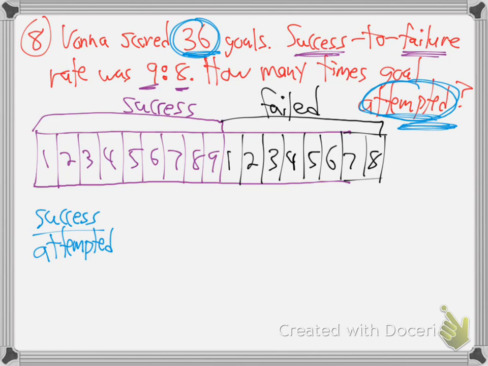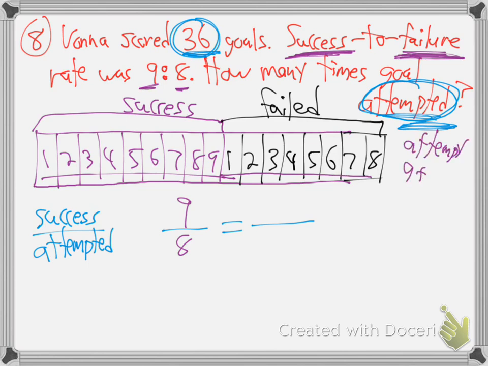All right, so here we go. Success to attempted. I'm going to put two equal fractions. What's it going to be? Do I do 9 to 8? Is that success to attempted? No, that's success to failure. So what's success to attempted? 17. Yeah, does everybody see that? Right? Because if she makes 9 and misses 8, how many did she attempt? 9 plus 8, 17. So in other words, her success to attempted is 9 to 17. She makes 9 out of every 17 she attempts. Does that make sense?